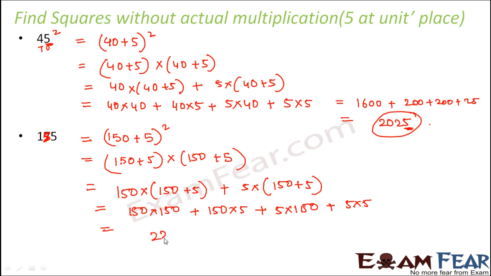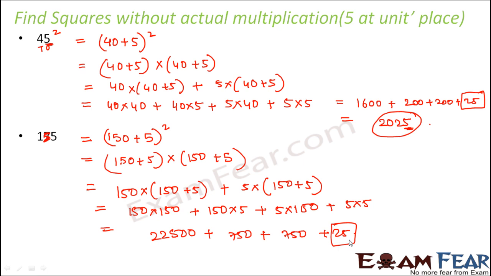When you find the product, it's 22500 plus 750 plus 750 plus 25. So you see here also at the end the fourth term was 25. Here also the fourth term is 25. And this happens for all numbers which end with 5. In whichever number the units place is 5, you normally get to see this trend where, out of these 4 terms, the last term would be 25.